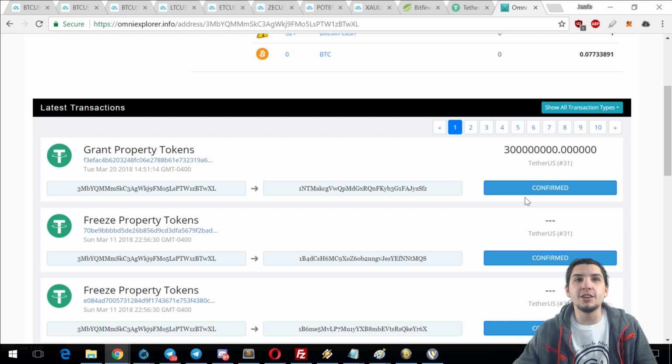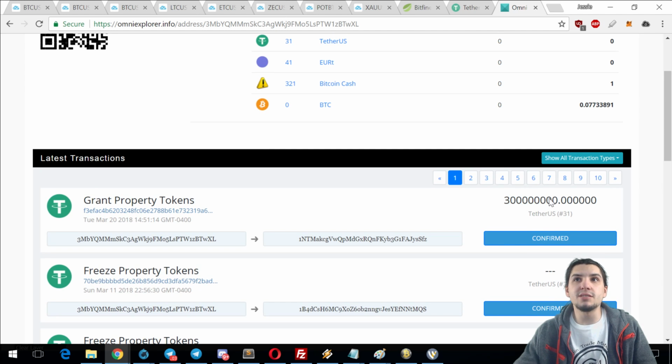And here you see this one. This is the address that everybody tracks for how USD Tether is created. And you can see here that all of a sudden, 300 million USD Tethers ended up in this account, right?